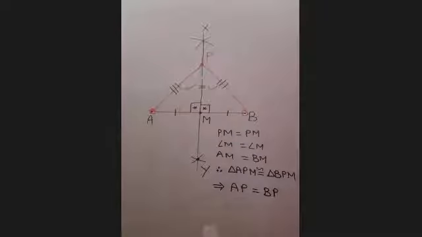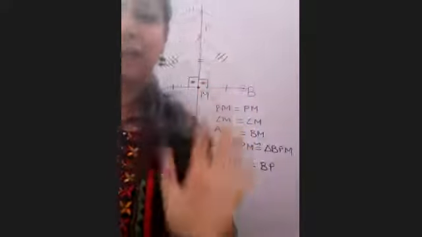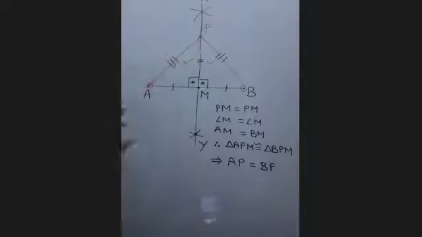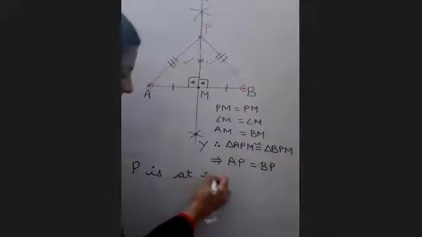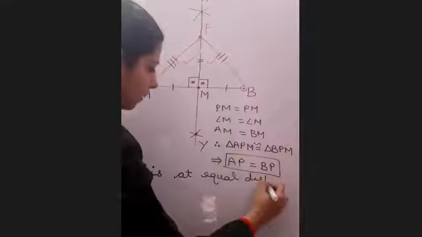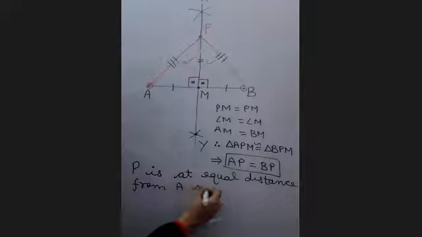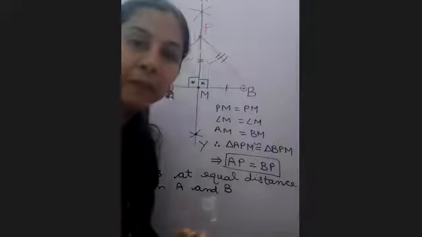Please see, I am going to play with the words now. Tell me if you are able to understand that or not. Does it mean that P is at equal distance from A and B? Are you with me?